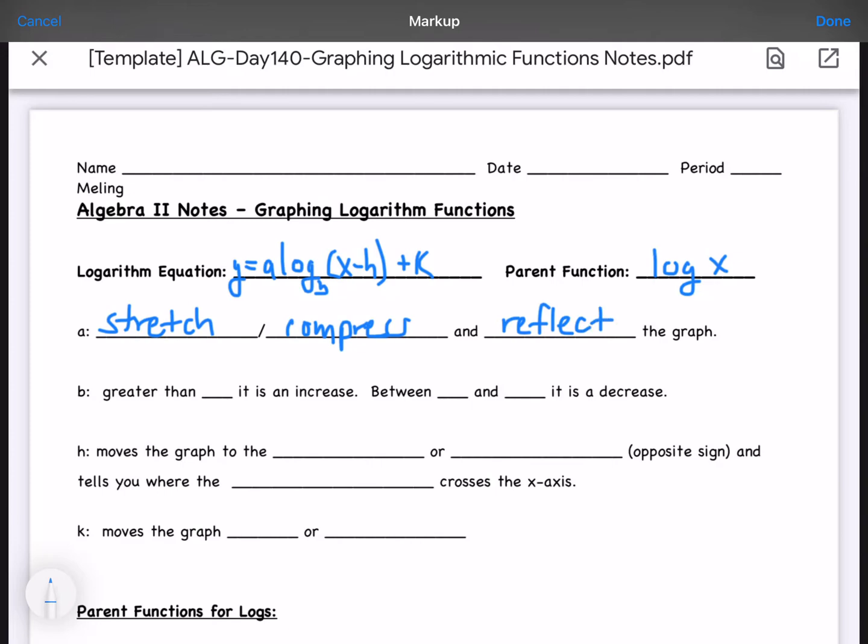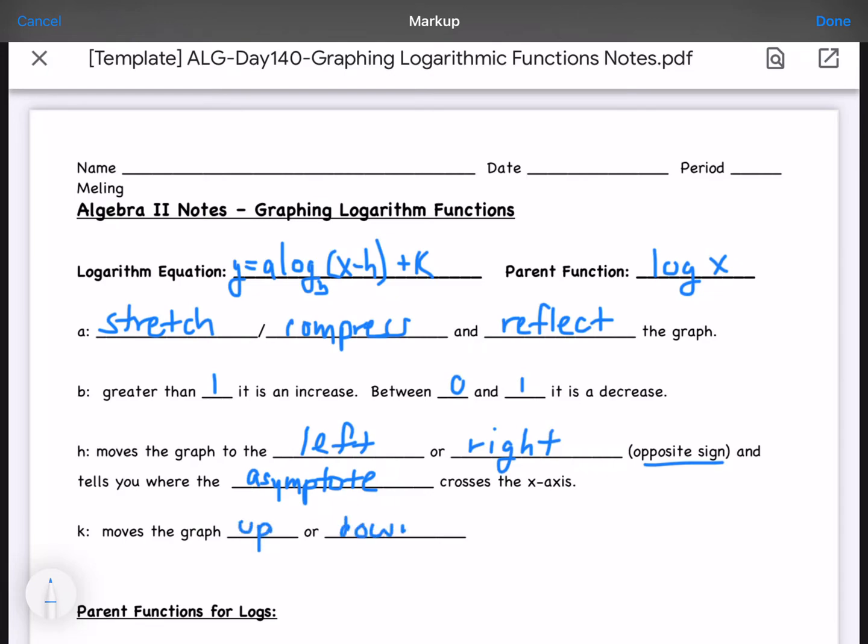The b value, if it is greater than 1, it is an increase. If it is between 0 and 1, it is a decrease. H moves the graph left or right, just like normal. And remember, that's attached to your x value. It lies to you, so it's the opposite sign. And it tells you where the asymptote crosses the x-axis. And k still moves the graph up or down.